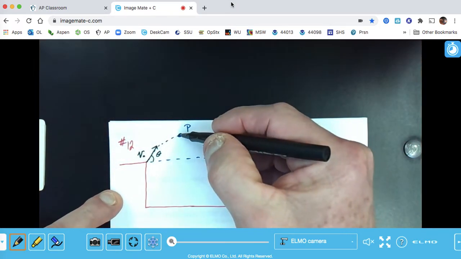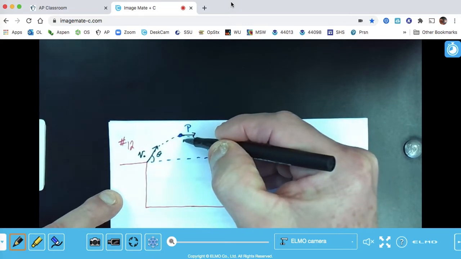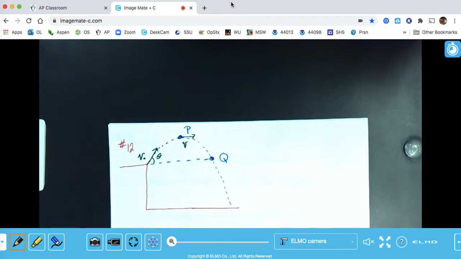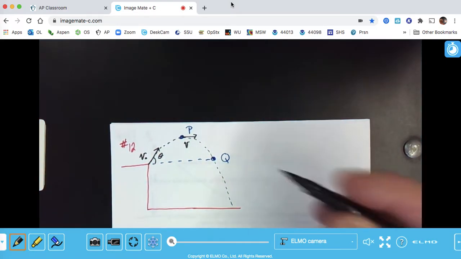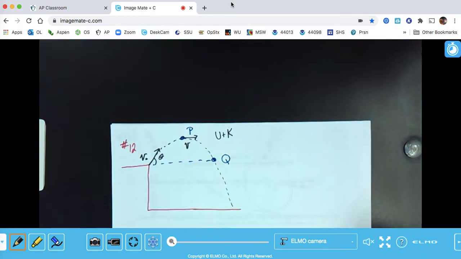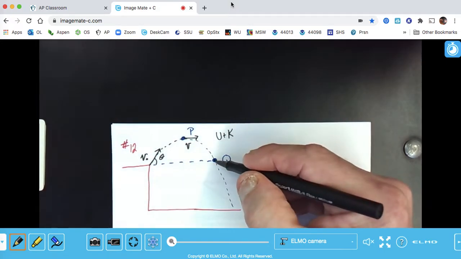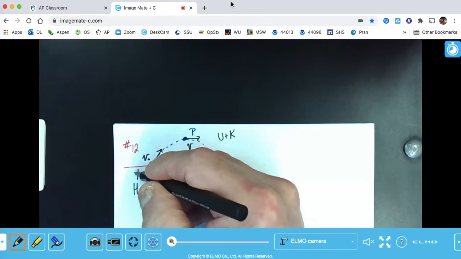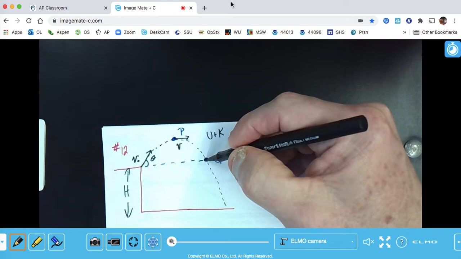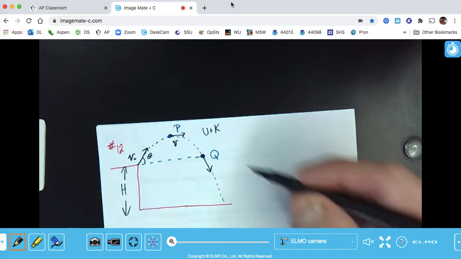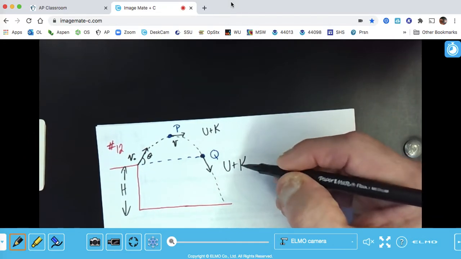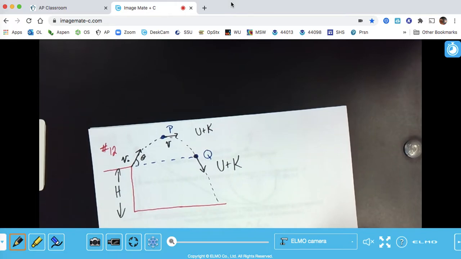Well, let's see. It's up high, but it's also going some speed that way, right? It's got velocity on the x-axis here. Even though it's not moving on the y-axis, it's got x-axis velocity. So up here, it's got both PE and KE. And then at Q, same thing. It's off the ground some height h, and it's going this way. So it's got more velocity, but it's still got height. So it's got U plus K here. It's got potential energy and kinetic energy here too.